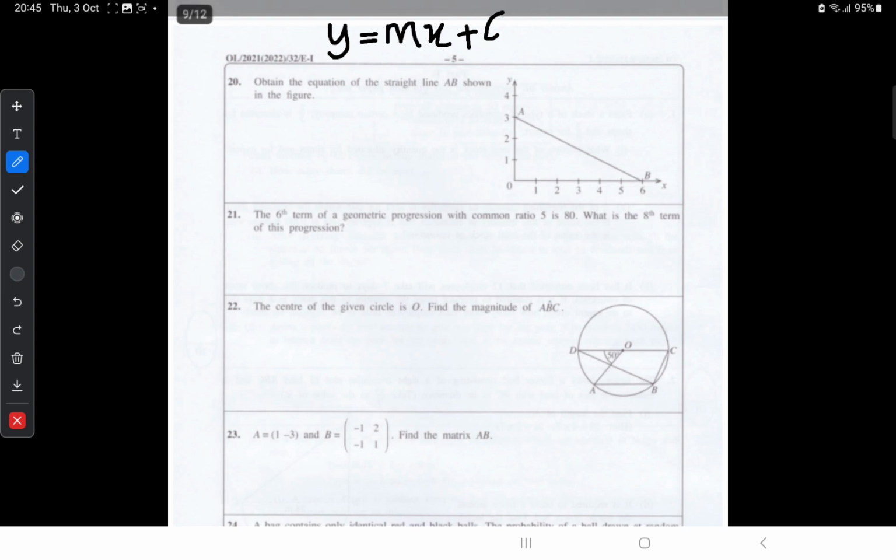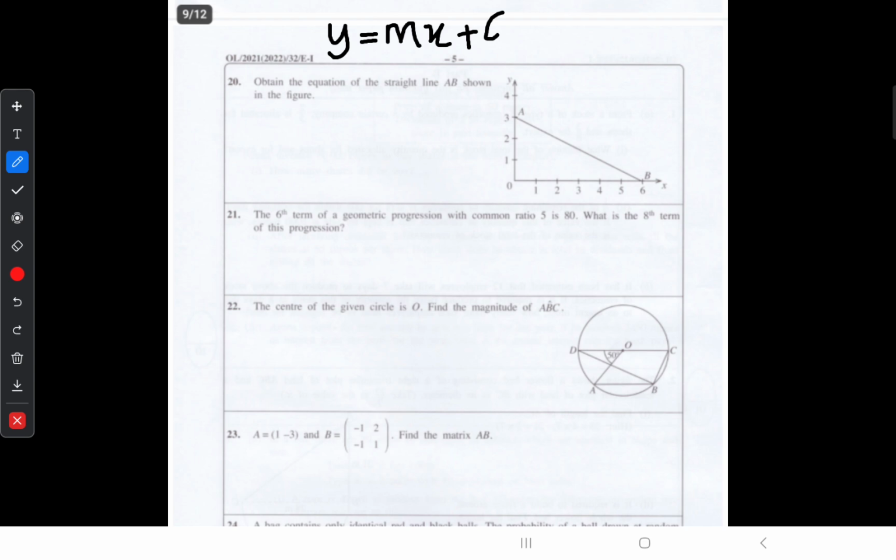Y equals to mx plus c. M is the gradient of this given straight line, and C will indicate the intercept of this straight line. We will identify each term. For that, first of all, we have to find the gradient of this straight line.